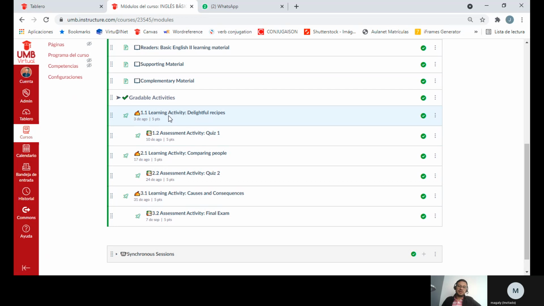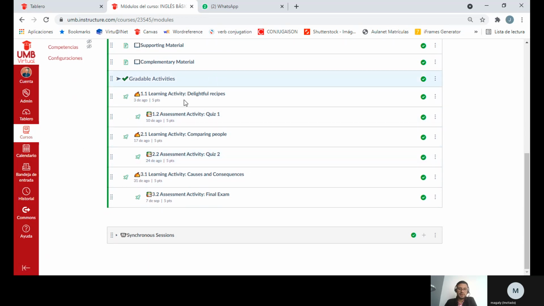Con Assessment Activity son evaluaciones. Esas evaluaciones sí tienen límite de tiempo. Entonces son 75 minutos apenas arranquemos a presentar el examen. ¿Listo? Para que tengamos ahí en cuenta eso.